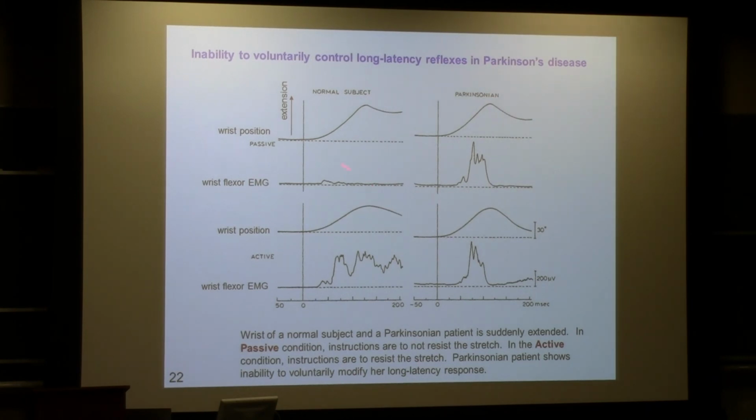And what you see is that here's a wrist position that's being extended in the healthy subject and in the patient. And the passive condition is here, which means to just let it go. The active condition is that as soon as you feel the stretch, respond. And what's puzzling is that if you look at the PD patient here, you see that in both cases, they're responding to the stretch. They have rigidity. This is what this rigidity would be. A change in the position of the wrist is resulting in a strong response, despite the fact that the instructions were to let it go, to be passive about it. So the feedback is an abnormally high response to that stretch of that muscle.